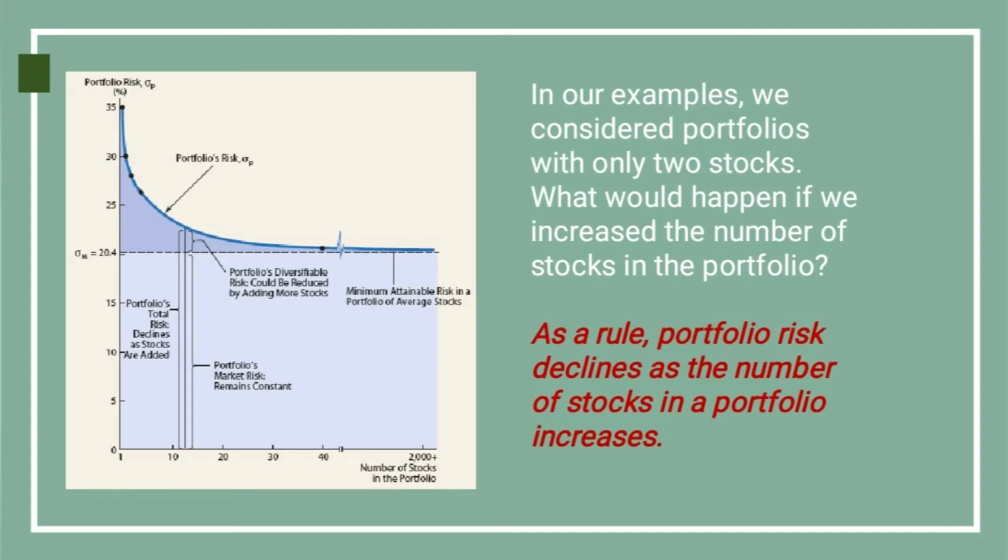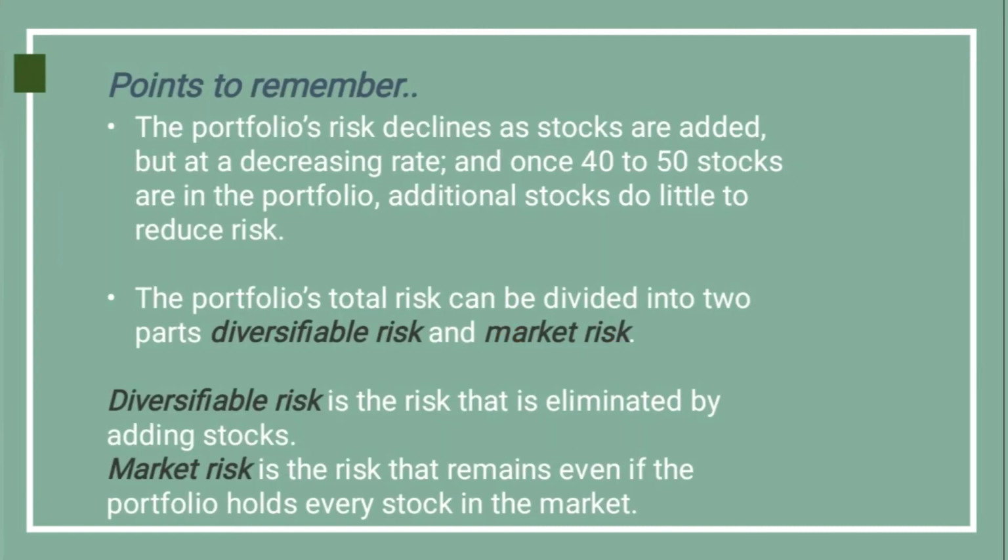In our examples, we considered portfolios with only 2 stocks. What would happen if we increased the number of stocks in a portfolio? As we see in the graph, portfolio risk declines as the number of stocks in a portfolio increases. Here are points to remember. The portfolio's risk declines as stocks are added, but at a decreasing rate. And once 40 to 50 stocks are in the portfolio, additional stocks do little to reduce risk. The portfolio's total risk can be divided into 2 parts.